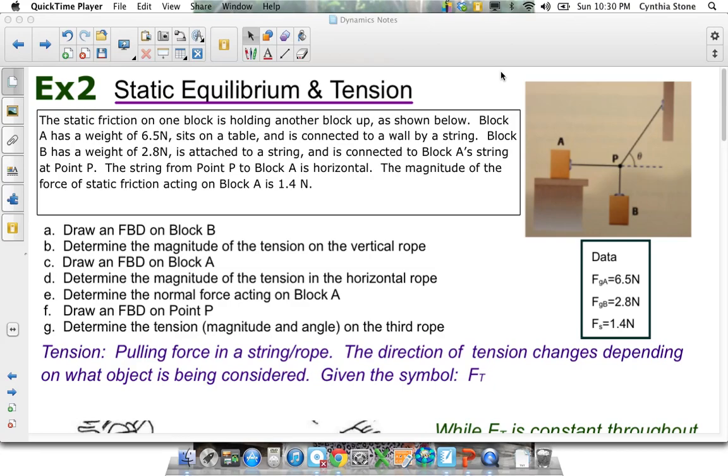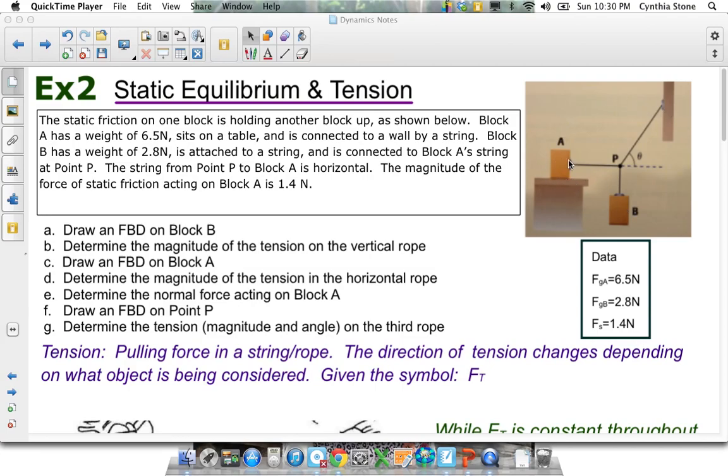Physics example. We're still in the static equilibrium topic. This example relates to tension, and so it's actually a really easy question. It looks hard, and it's certainly an odd situation. Here's our application.